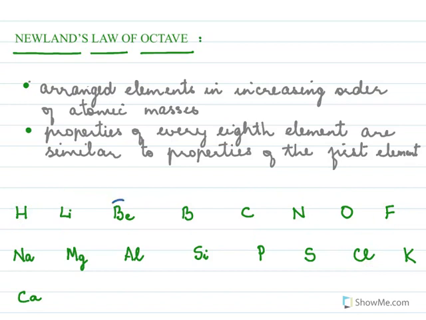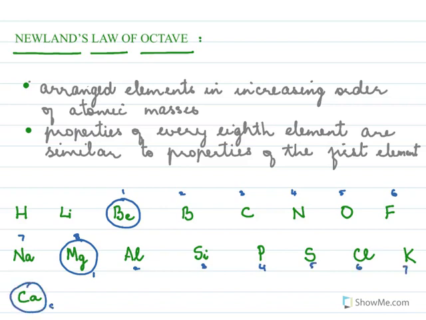Next, suppose we start with beryllium as 1. Which will be the next element which has similar properties? Beryllium 1, 2, 3, 4, 5, 6, 7, 8. Beryllium and magnesium will have similar properties. Then to find the next, I start with magnesium 1, 2, 3, 4, 5, 6, 7, 8. Calcium. So all these, beryllium, magnesium, calcium, will have similar properties because they are every eighth element.